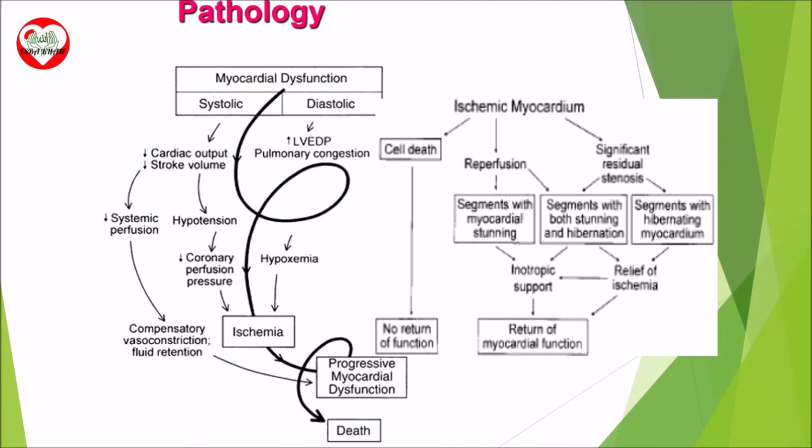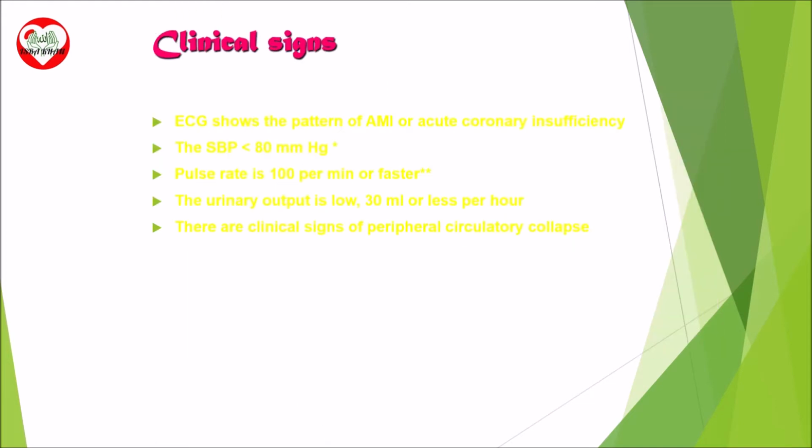Pathology. In pathology, from the starting of myocardial dysfunction, there is a certain process which leads to death. Clinical signs. ECG shows the pattern of AMI or acute coronary insufficiency. The SBP is less than 80 mmHg. Pulse rate is 100 per minute or faster. The urinary output is low, that is less than 30 ml. There are clinical signs of peripheral circulatory collapse.